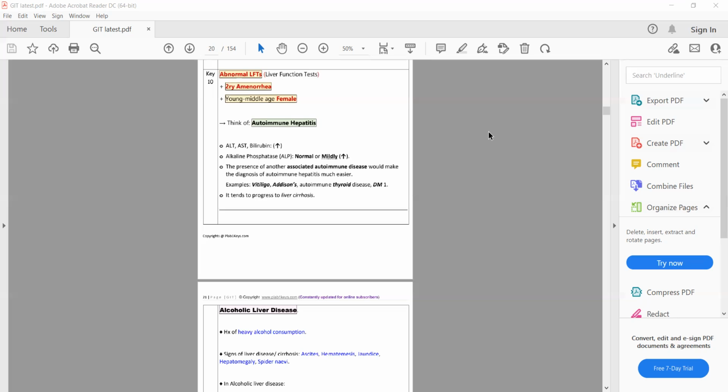And her lab values: her LFTs will be deranged, ALT and AST will be raised, and alkaline phosphatase or ALP will also be mildly raised. The other hint for autoimmune hepatitis is the presence of any other autoimmune disease such as vitiligo, Addison disease, thyroid disease or diabetes type 1. Remember that autoimmune hepatitis can lead to liver cirrhosis.